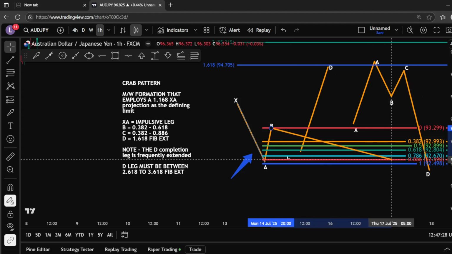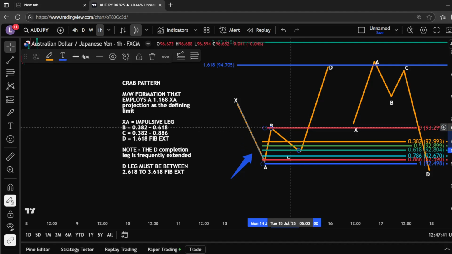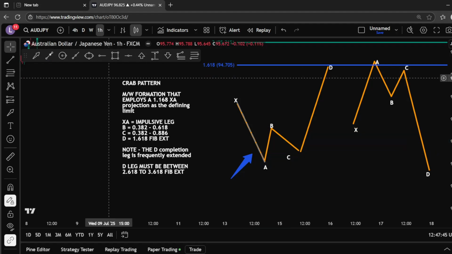touch 0.886, which is the last number, the red one, but must not go below A. If it goes below A, then the pattern is invalid. Then it is a different harmonic pattern. All right. So that is our C leg identified.